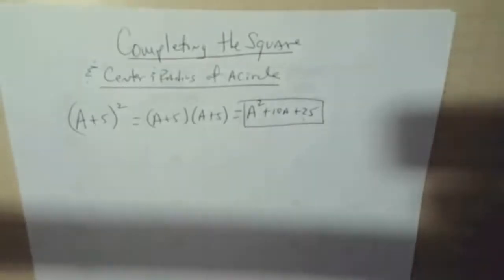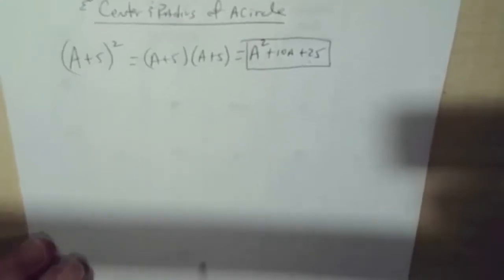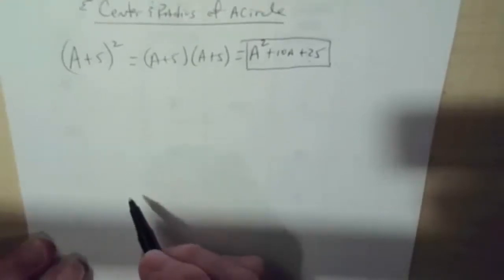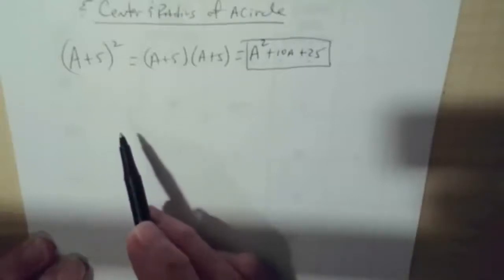So to complete the square, the first thing we do is we move the constant to the other side. Remember, typically what we do is we set the quadratic equal to 0. But this one, we do not do that.